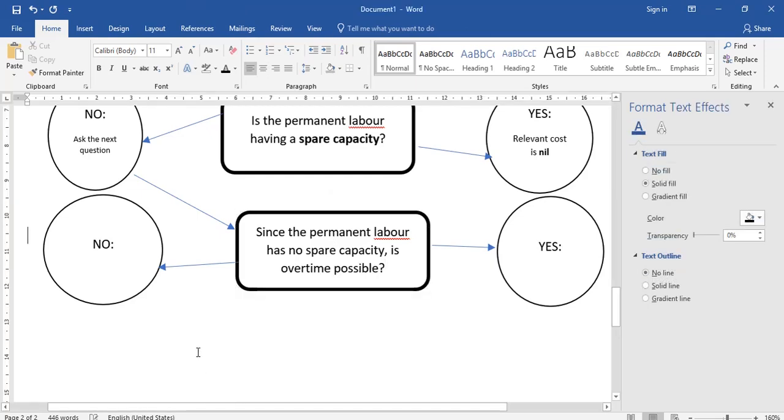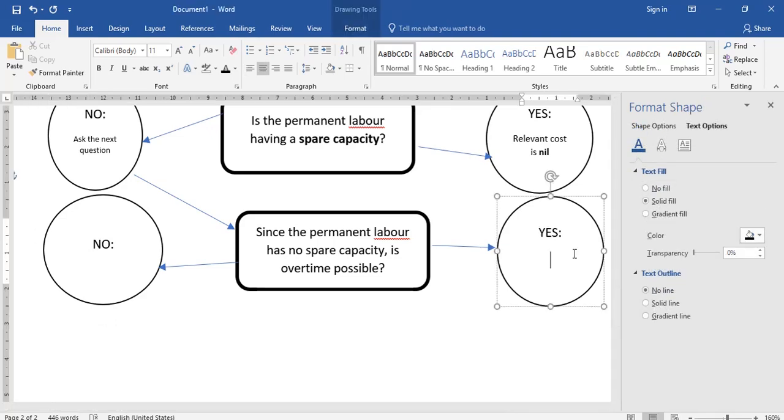Overtime may be possible or it may not. If overtime is possible, then overtime premium is relevant. Overtime premium is relevant. So overtime premium will be paid. The premium is the extra amount you pay them for doing overtime.